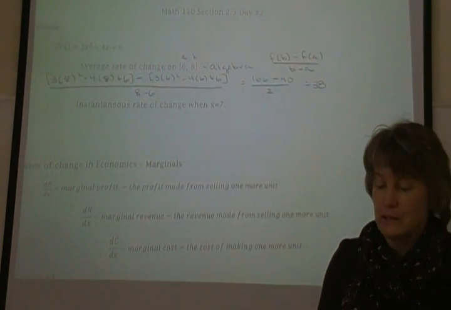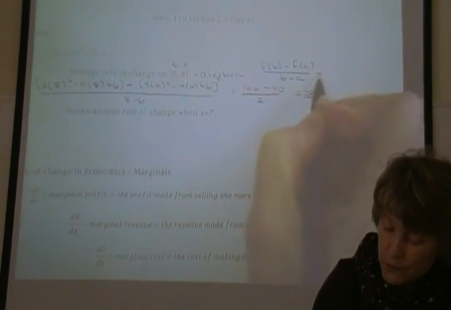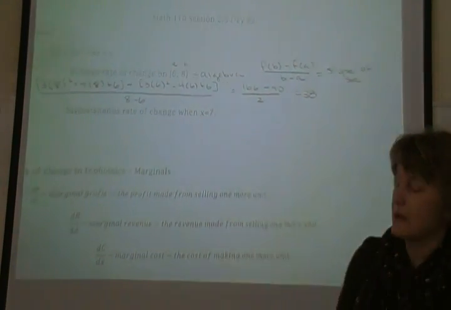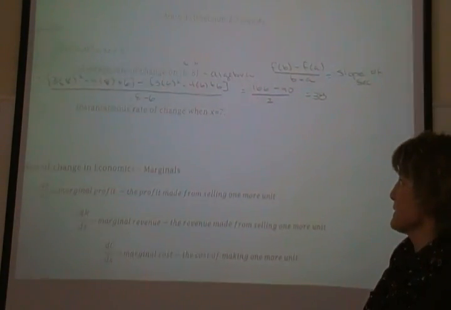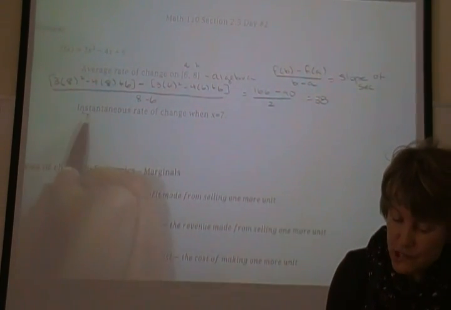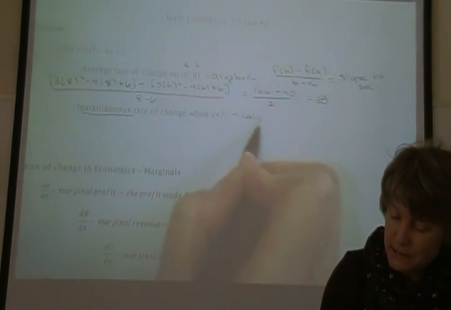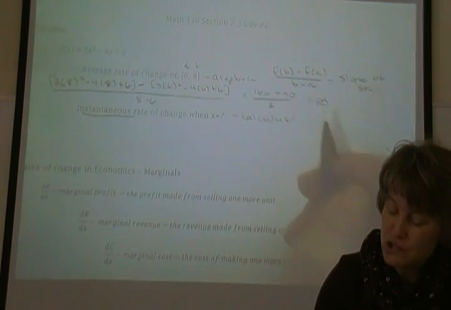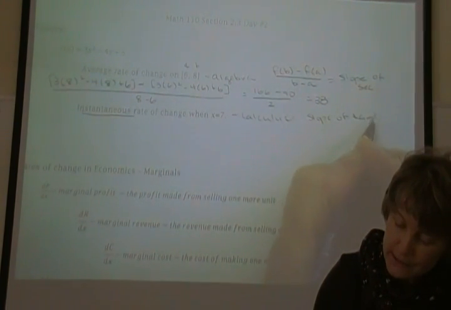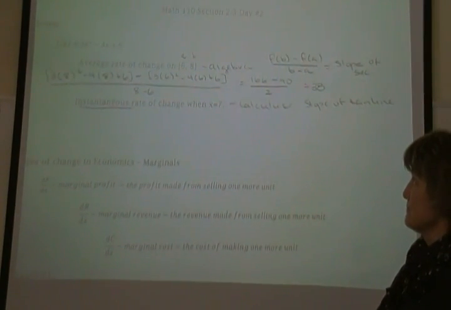That's the f of b minus f of a over b minus a, or you can also think about it as the slope of the secant line, like we talked about Wednesday. The instantaneous rate of change. When you see this, this is calculus. This is the slope of the tangent line. So this has to do with the derivative.